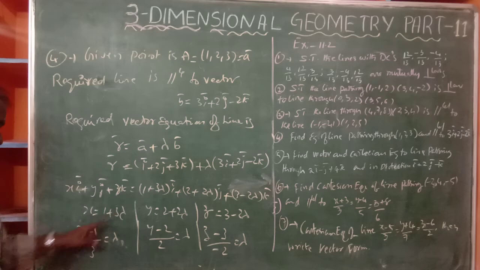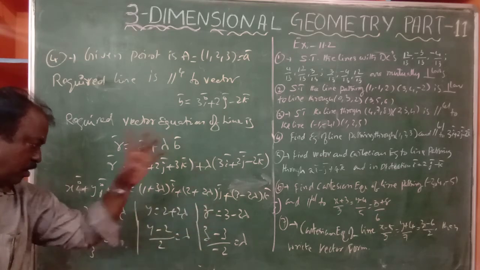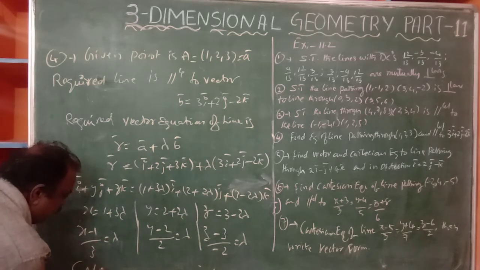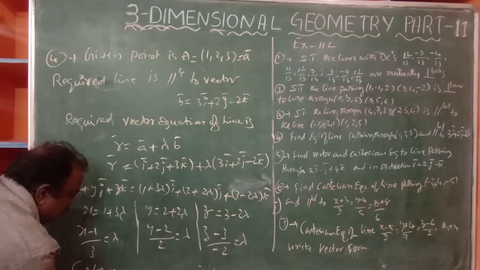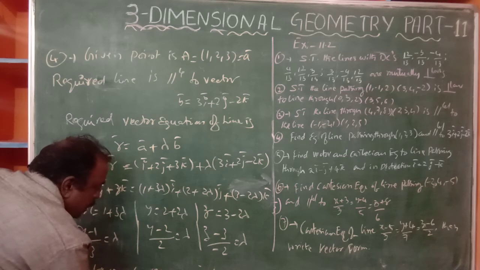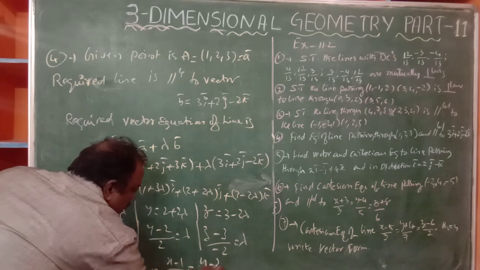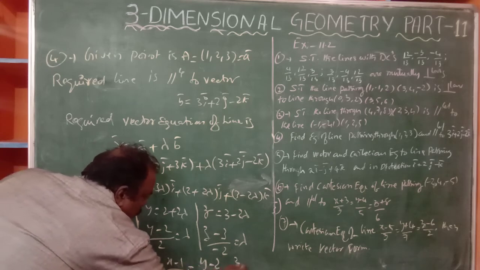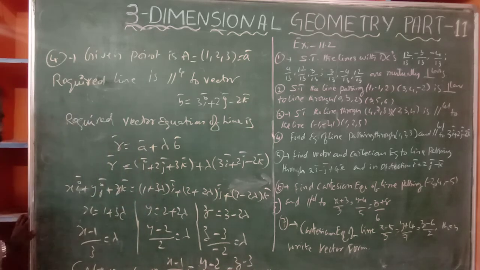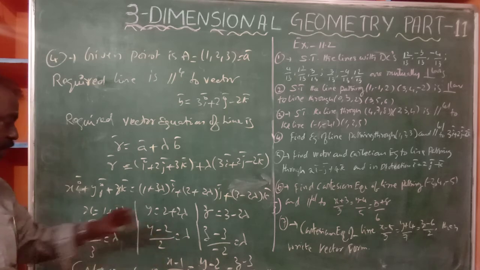So x minus 1 by 3, y minus 2 by 2, z minus 3 by minus 2 are all equal to lambda. So the Cartesian equation asked is x minus 1 by 3 equals y minus 2 by 2 equals z minus 3 by minus 2. Okay? That is the Cartesian one. It is the Cartesian equation of the line.